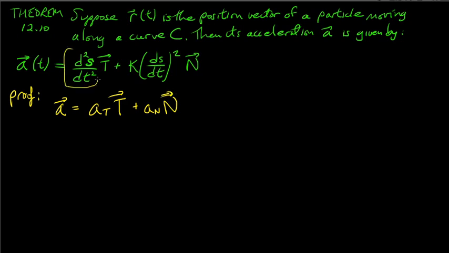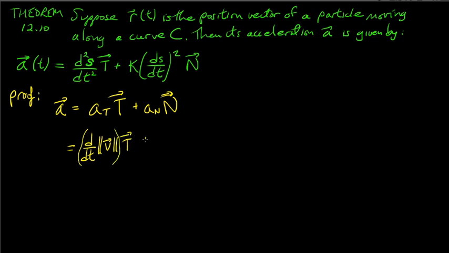Essentially, this represents the tangential acceleration, and this will represent the normal acceleration. Okay, so that's where we're going here. So remember what the tangential acceleration is. It's the derivative of the speed, which is the magnitude of the velocity. And we're only taking the derivative of the speed. We're not taking the derivative of the T here.